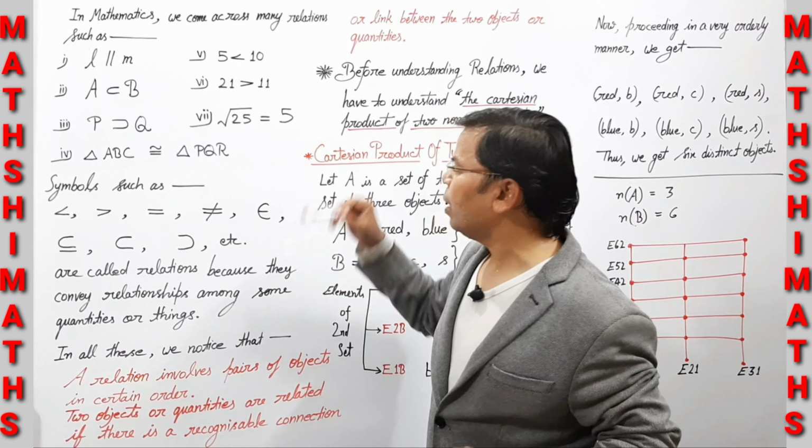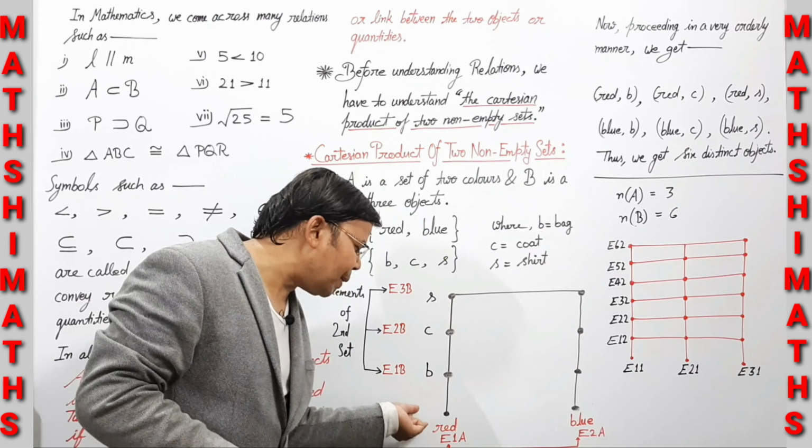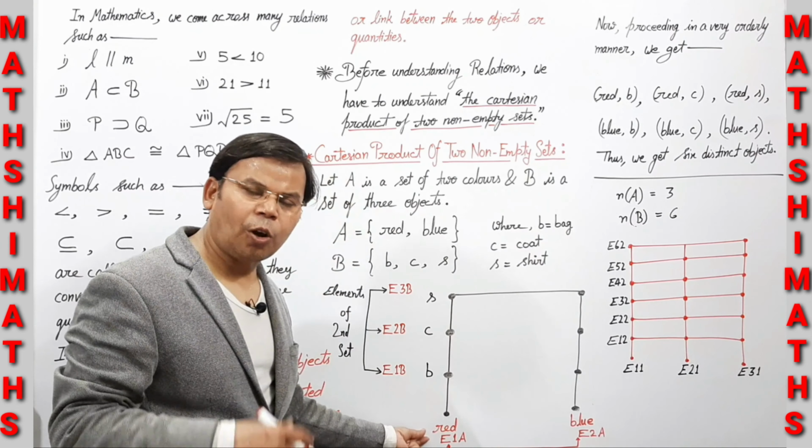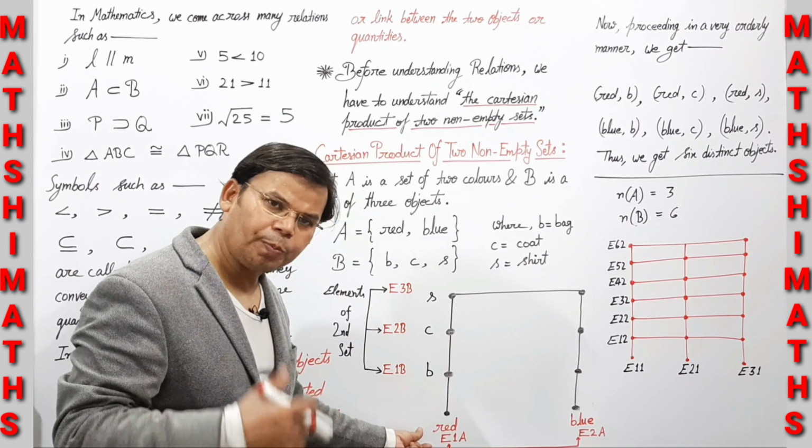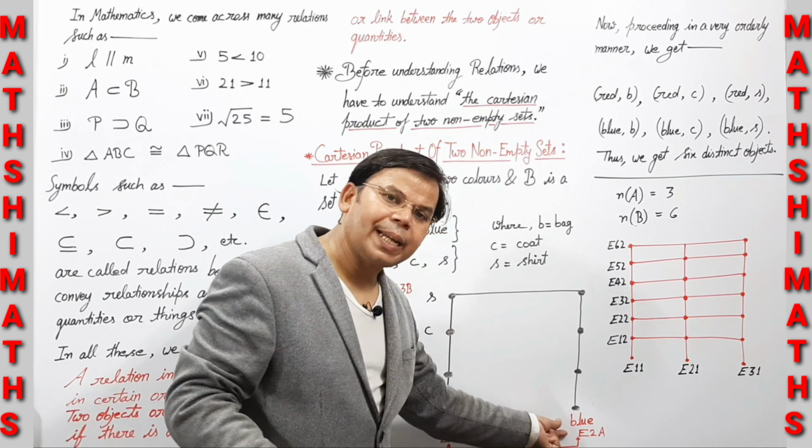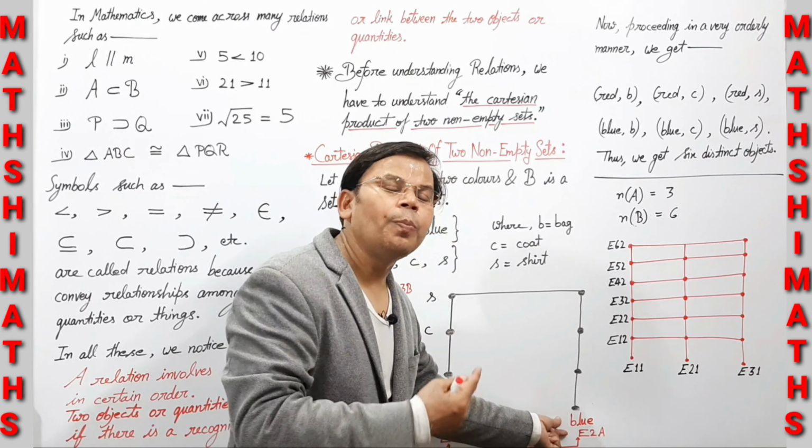At the bottom side of this ray diagram, we represent the elements of first set, I mean the elements of set A. And at the left hand side, which is vertical, we represent the elements of set B. So at the bottom side, from the left hand side, we represent the first element of set A, and then the second element of set A. And on the vertical left hand side, we represent the elements of set B, but we start from the lower side.